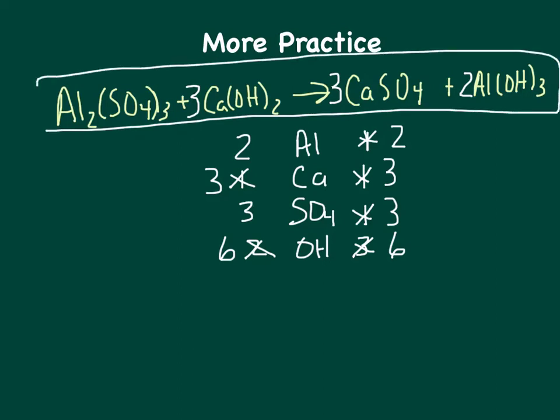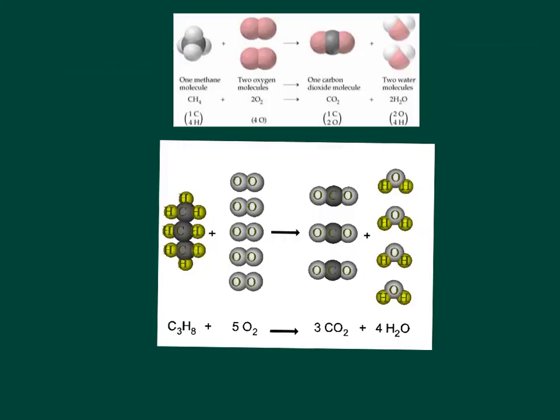I always go back and recheck it though. It's very quick to recheck. 2 aluminums here and 2 aluminums there. The coefficient in front of the aluminum means 2 aluminums. This one by the subscript means 2 aluminums. I have 3 SO4s here, and the coefficient here means 3 SO4s right there. I have 3 calciums due to the coefficient, 3 calciums due to the coefficient here, and 3 times 2 hydroxides, that's 6 hydroxides, and 2 times 3 hydroxides, that's 6 there, so now we're all balanced.